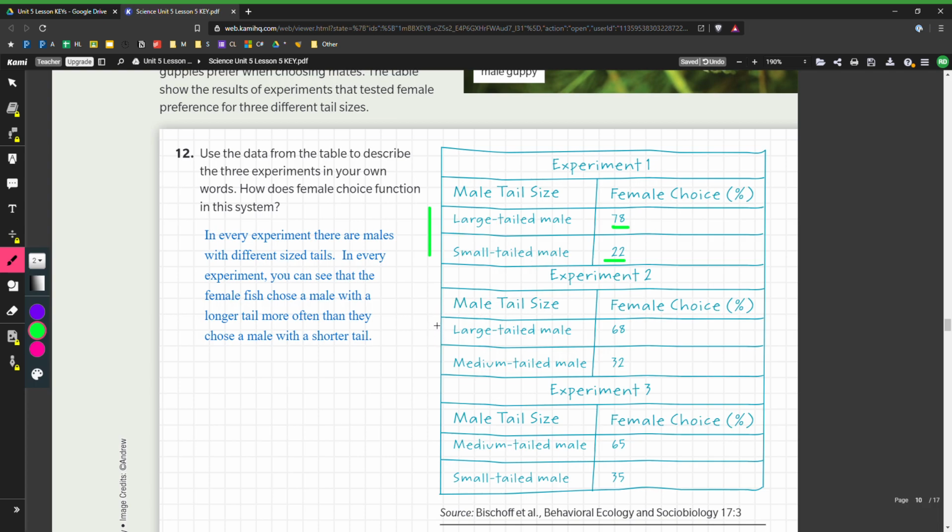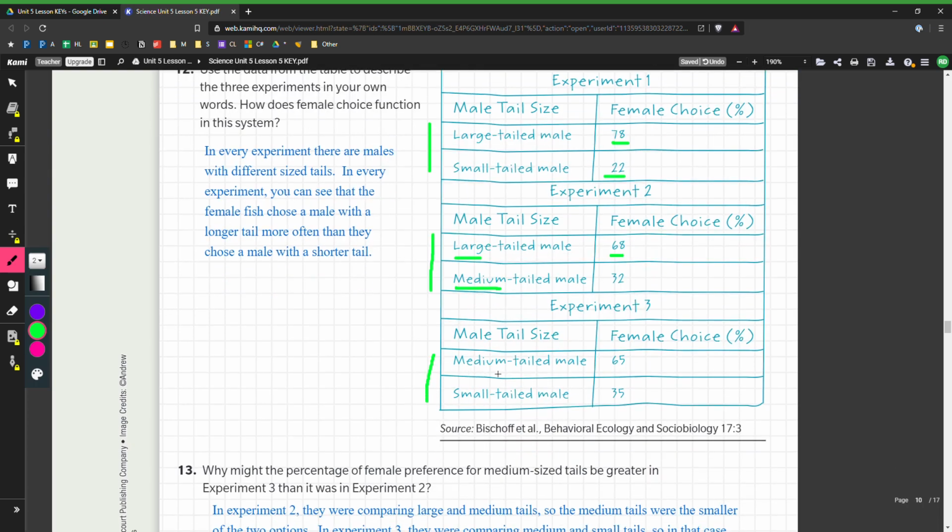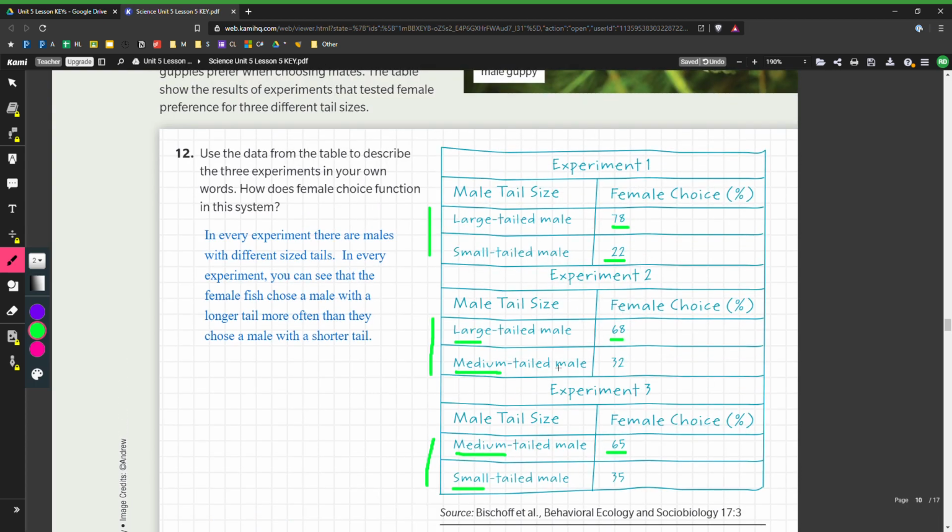Then you have experiment number 2, we have large and medium. In this case, large is bigger than medium, and still the females chose more large than the medium. And then finally in experiment 3, you have medium and small. Here more females chose medium, and medium is larger than small. So the takeaway from all 3 experiments was that more often, not every time, because it's like 2/3 to 1/3, but more often the females will choose the male with the longer tail.